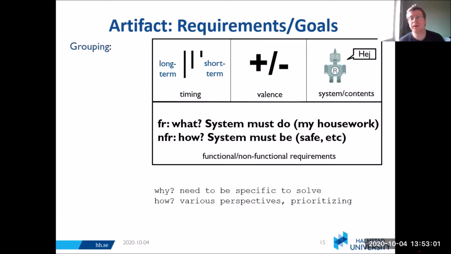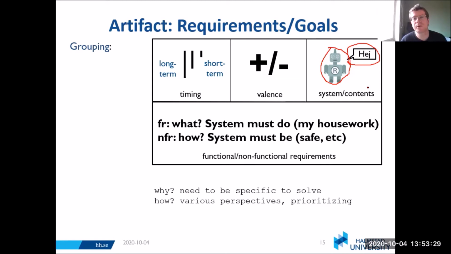And another thing is, what should the system do and what type of content should we have? So for example, if we have a robot, then we might want our robot to say something when the user presses a button. That's the system. And then what the robot should say, that can be the contents. So we can just swap that out. We can create different contents and swap them out.